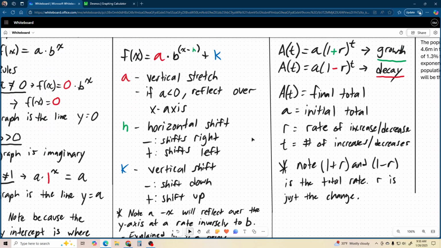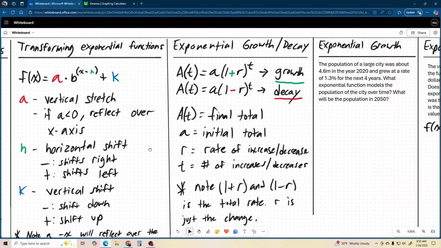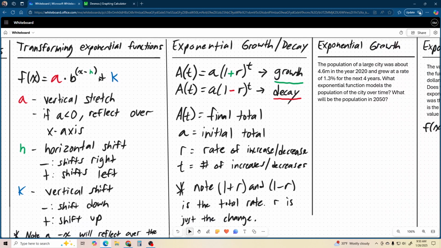All right, this will of course change based on different transformations we do. Speaking of transformations, let's go ahead and look at our transformation formula here. This will be the 5th or 6th time this year that we're doing transformations, so you should be pretty well acquainted with it, but let's just take a look. Now, a is going to be our vertical stretch, and if a is negative, it reflects over the x-axis. So if a is less than 0, it reflects over the x-axis.